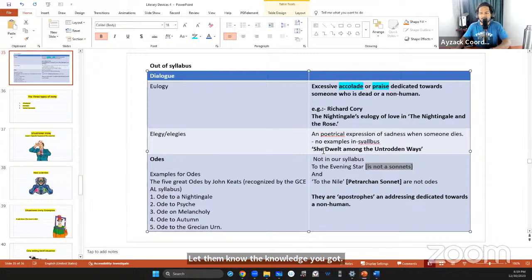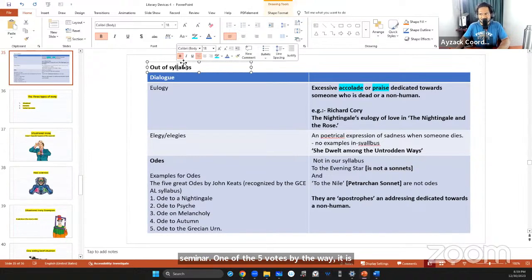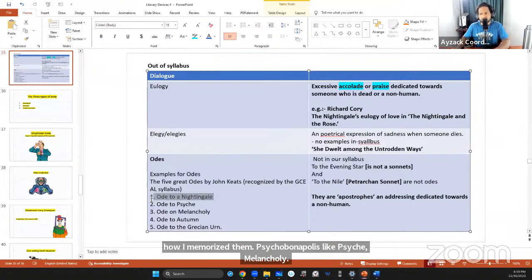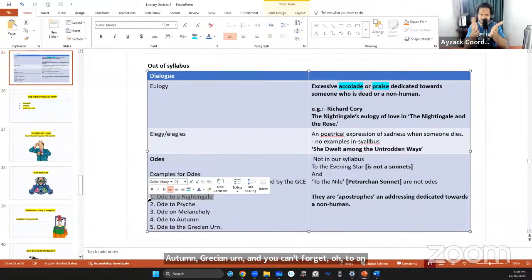What are the five odes, by the way? It is Nightingale, Psyche, Melancholy, Autumn, Grecian Urn. That's how I memorize them. If you forget all of these, remember the Nightingale, right? We have a Nightingale in our syllabus in The Nightingale and the Rose.